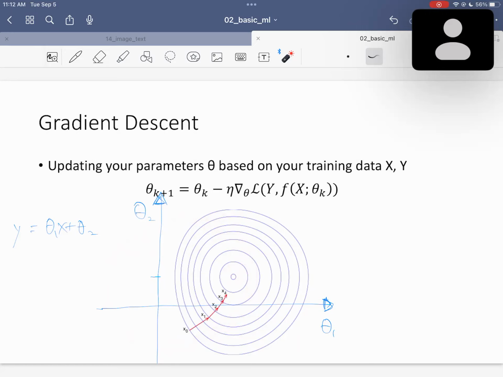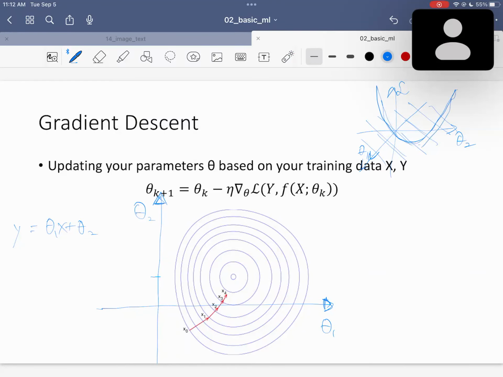In the loss function, you can actually think of having a three-dimensional space like this. This is theta 1, this is theta 2, this is your loss value. I'm not a very good drawer, but as you move around in this theta 1, theta 2 plane, your loss changes. In this case, I guess this is convex. Your loss is like this.